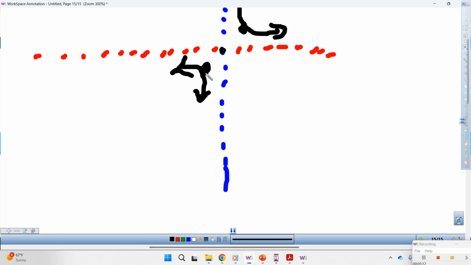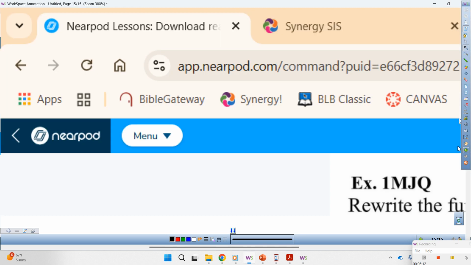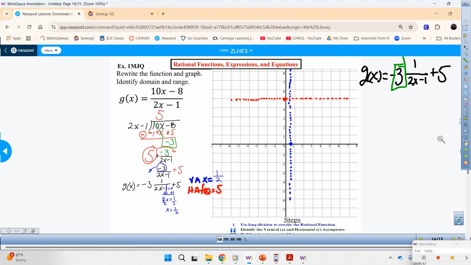So if there's a step, 1 to the left, 1 down, 1 to the right, 1 up, what's going to happen to that? Talk to your neighbor. What's going to happen to that? Where's that point going to be at? Thinking cap on.